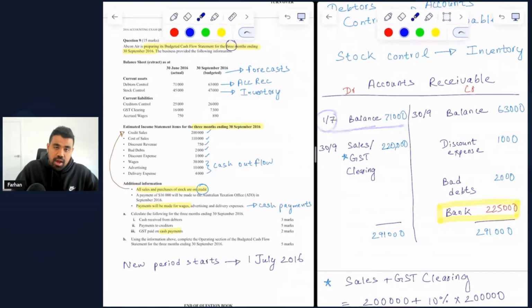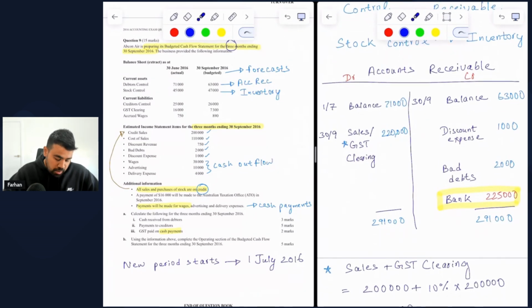Then on the credit side, at 30 September, we have included the closing balance of $63,000, which is again taken from the forecasts at the end of 30 September 2016 for accounts receivable of $63,000 in the balance sheet. Now, you can check the income statement items. The first thing in the income statement items is the credit sales of $200,000. And I also need you to read the first point in the additional information.